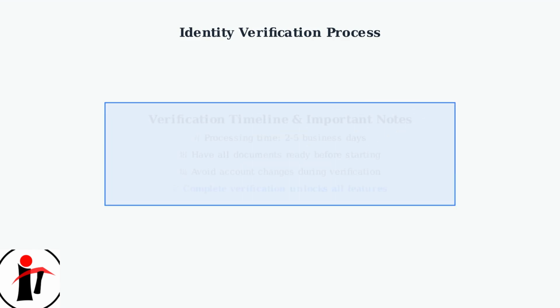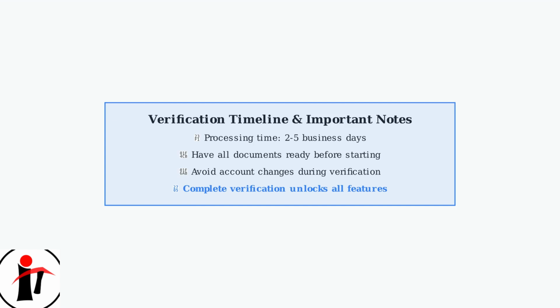The complete verification process typically takes 2 to 5 business days. During this time, avoid making changes to your account information, as this may delay the verification process. Once verified, you'll be able to receive payouts and access all platform features.